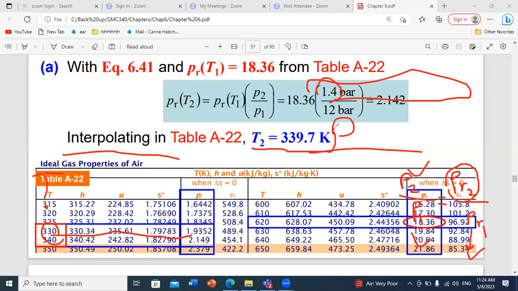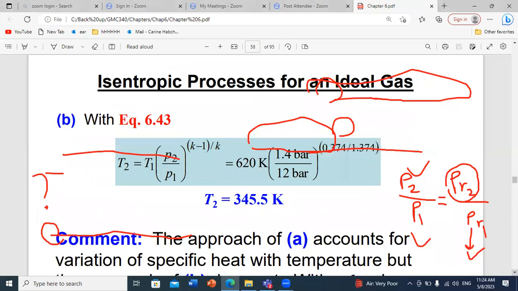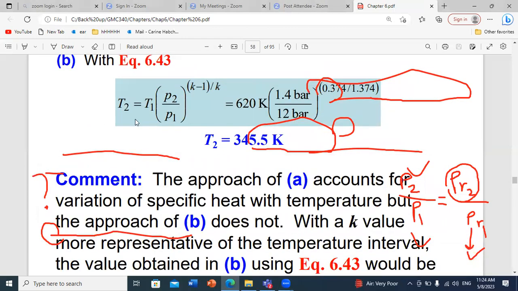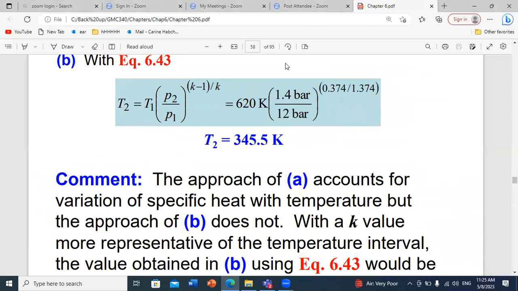Okay? Now, the second method is to say, I will assume a constant k. Since I know pressures P1, P2, and temperature T1, I can say that for an isentropic process, what is the relation between temperature and pressure? T2 over T1 is P2 over P1 to the power (k minus 1) over k. So my only unknown is T2. I can substitute and get the value of T2. And you will see that the values are close, not exactly the same, but close.